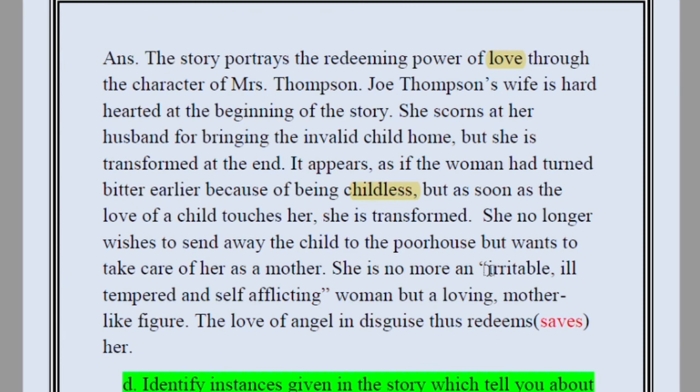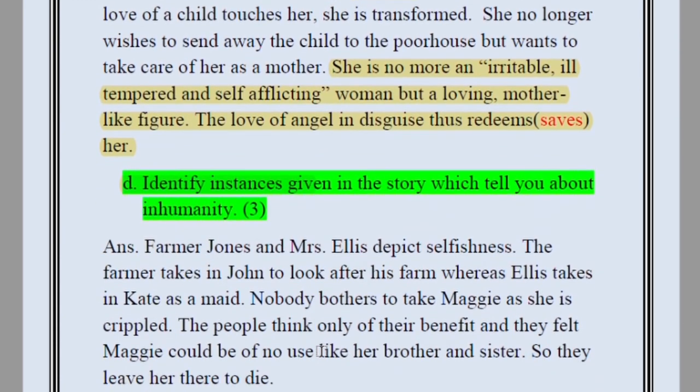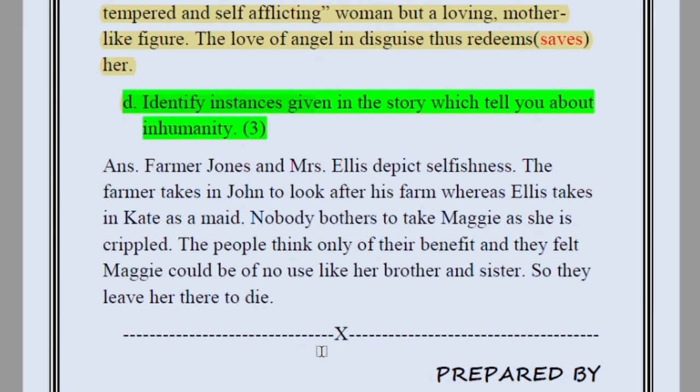She is no more irritable and ill-tempered. It would be very good if you can quote lines like this: that she is no more an irritable, ill-tempered and self-afflicting woman, but a loving, mother-like figure. The love of the angel in disguise thus redeems, that means saves, her. It is that love that could change Jane Thompson. Okay. Next, we'll move to the last question of today and the last question from Angel in Disguise.